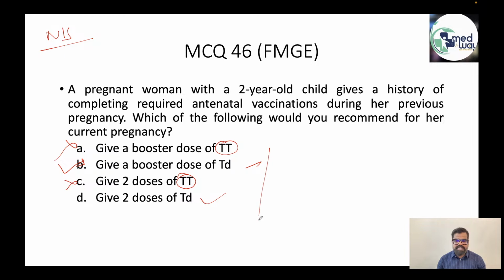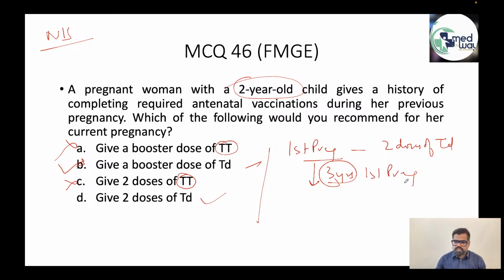Now what is the understanding? If it is a first pregnancy, you need to give 2 doses of TD with a gap of minimum 1 month. And if this lady again becomes pregnant within 3 years, here the question says 2 years, of the first pregnancy, you have to give only 1 booster dose. So the answer is B. If the question said the pregnant woman with a 4-year-old child, for example, then you would have to repeat the 2 doses of TD. You have to follow this.